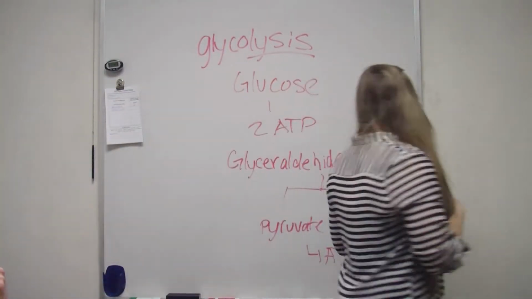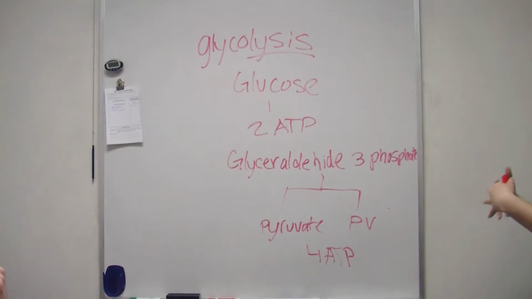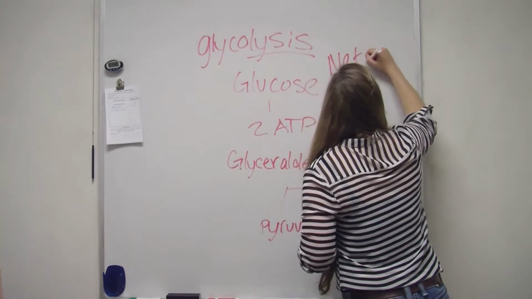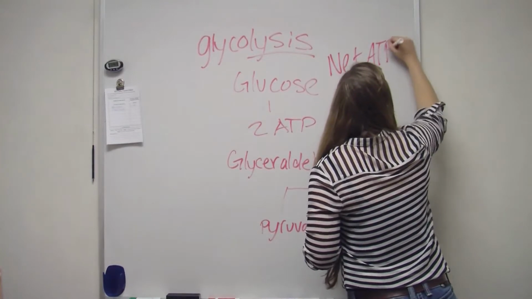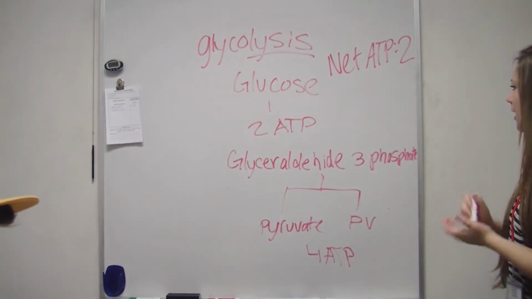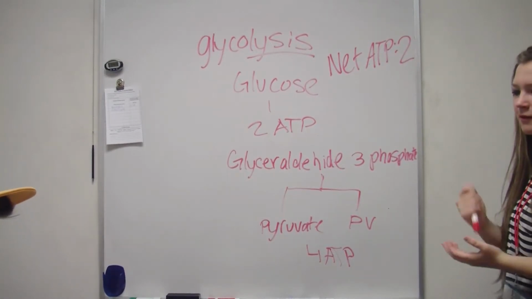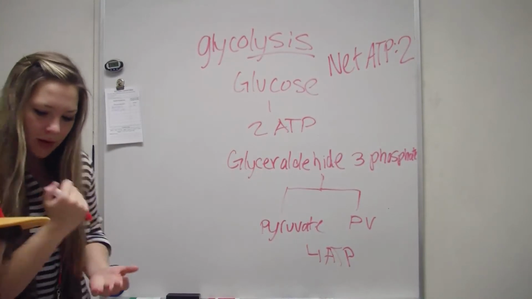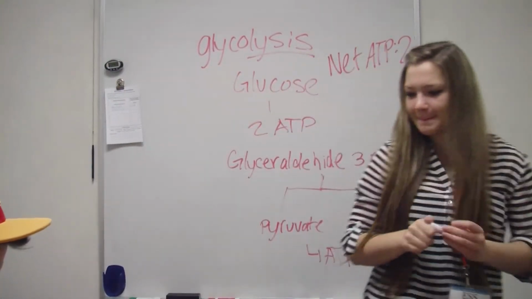So the whole point of this basically is your net ATP. Your net ATP is 2. Okay. Does this all make sense? Yeah. Okay. Make sure I'm not forgetting anything. So that's just the basic breakdown then?